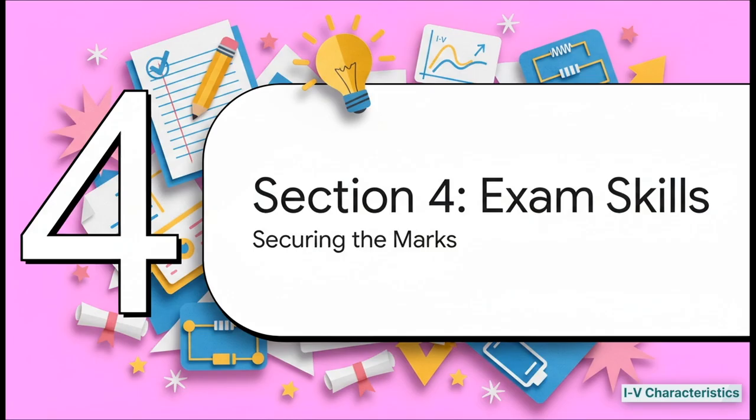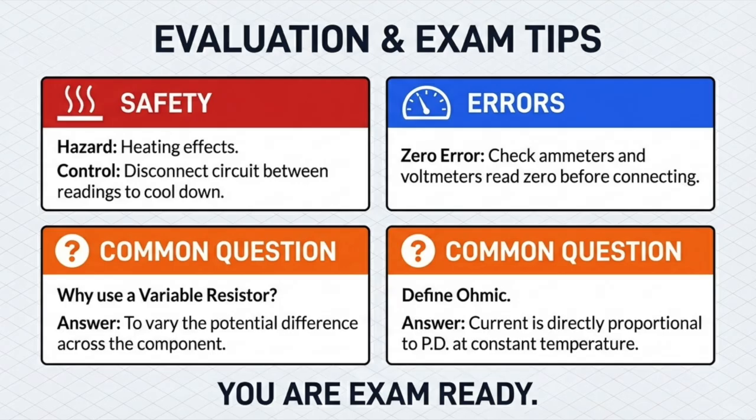Let's focus on turning this practical knowledge into actual marks on the paper. Examiners, they just love to ask about what could go wrong and how you could make the experiment better. So for the filament lamp, you have to talk about controlling the temperature, maybe by switching the power off between readings to let it cool. With any analog meter, you've got to avoid parallax error, which just means making sure you're looking at the meter dead on, right at eye level. And always check for zero error before you start.